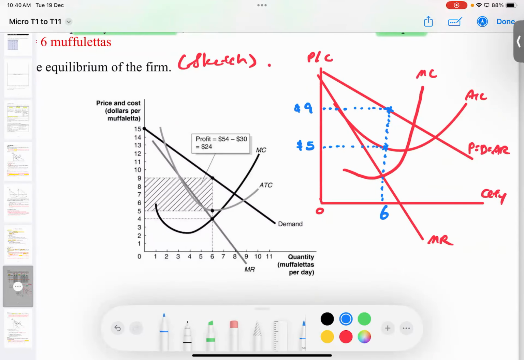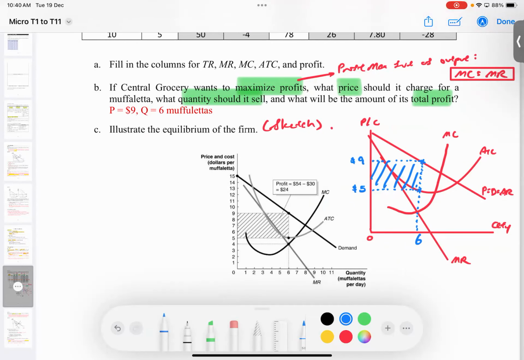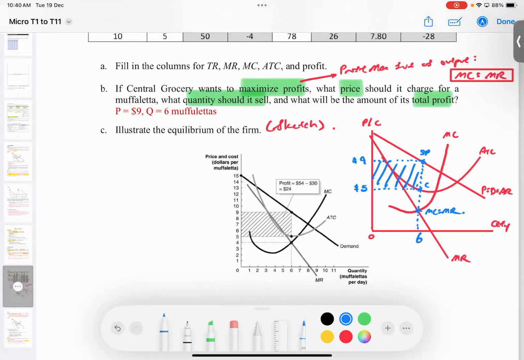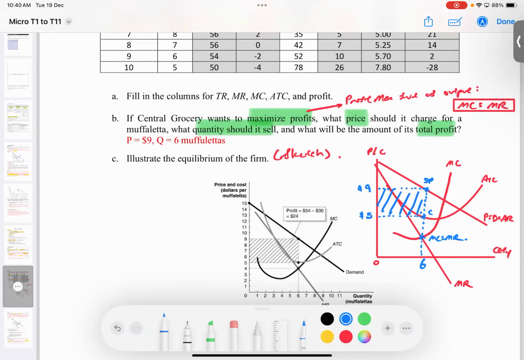So which is true. Here you can see the profit is 24 because 4 times 6, the area of the rectangle. Therefore, when they say sketching, you just sketch the equilibrium. The equilibrium means this selling price and this cost based on MC equals MR. That's what they call sketching. Okay, let's continue.